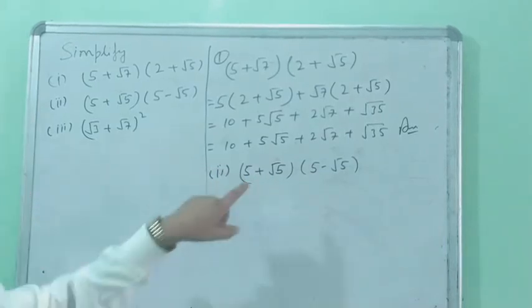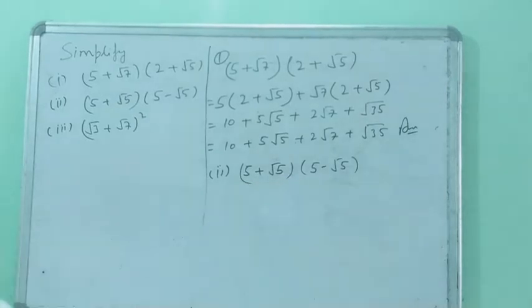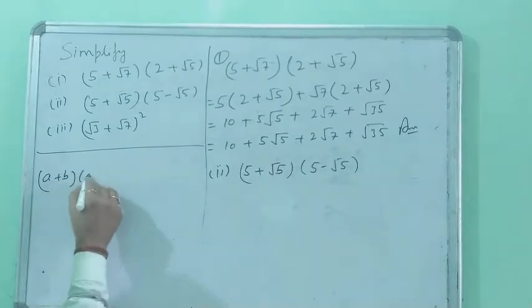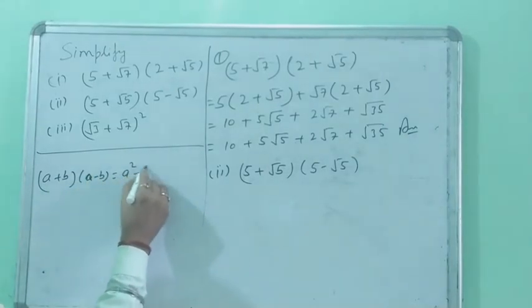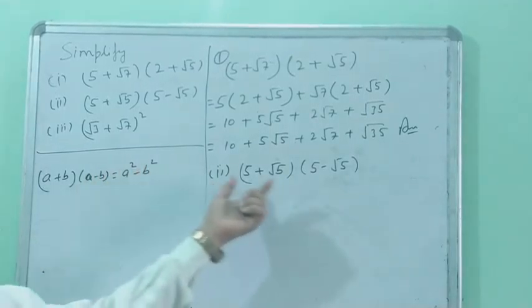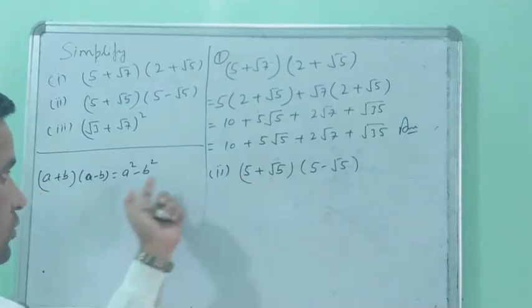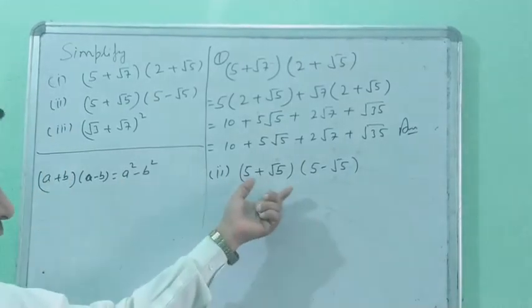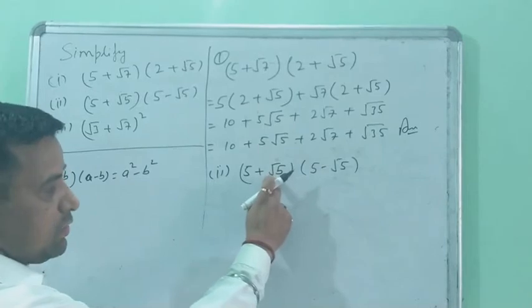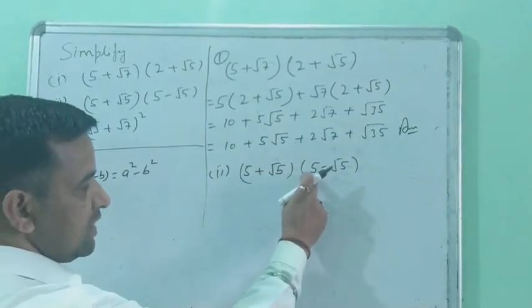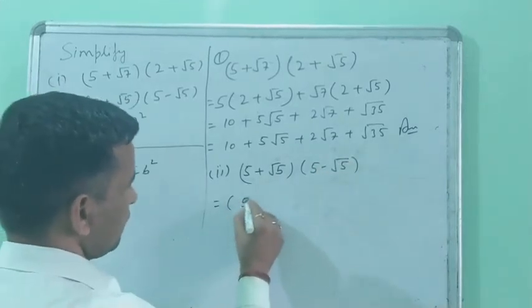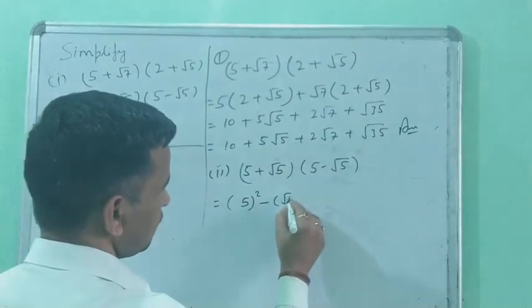Now look. The first multiplier is A plus B and A minus B. You have one identity here. What identity? A plus B and A minus B gives A square minus B square. You can use this identity. Then the result will come easily. Suppose you do not use the identity, the result comes the same, but it comes in a long way. The first A place here 5 and B place here root 5. A plus B, same thing, A place here 5 and B place here minus root 5. You can write square of the 5 minus square of the root 5.